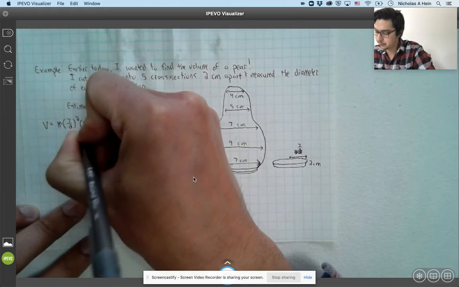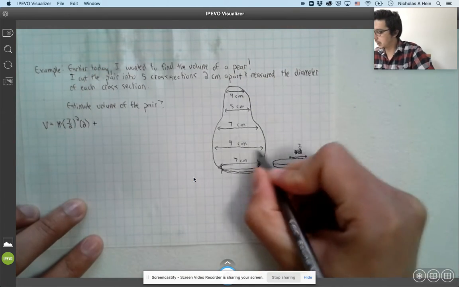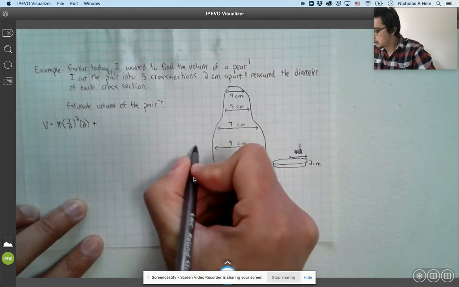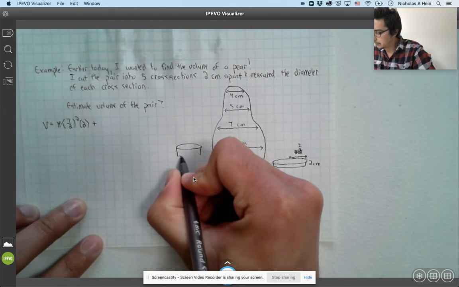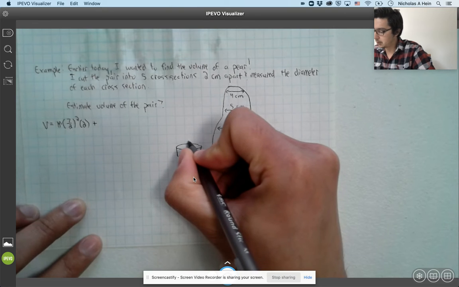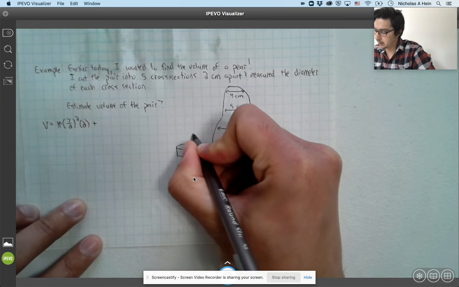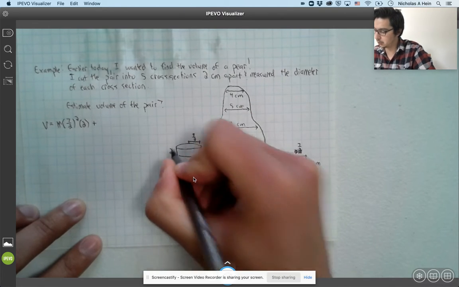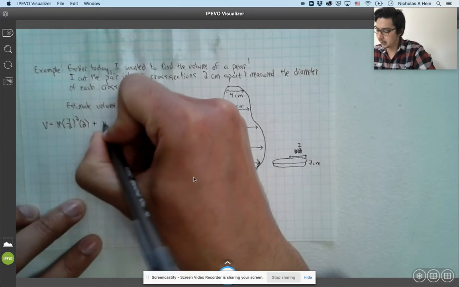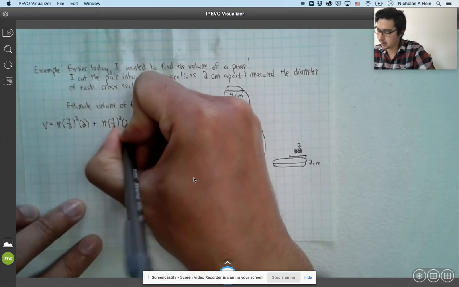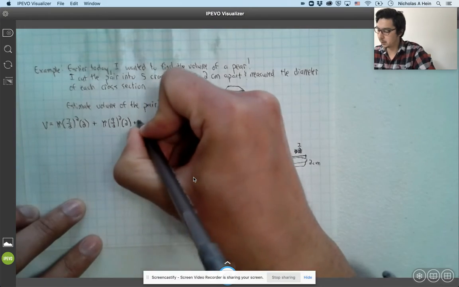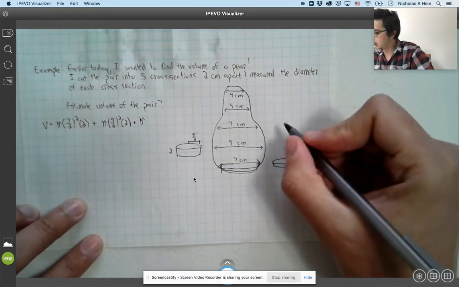times 2, plus my second cross section, which if I draw this one on the left side, would have looked something like that, where the radius would be 9 over 2, and the height was also 2. So then the next volume would be pi times the radius squared times the height of 2, plus my next volume would have been pi.